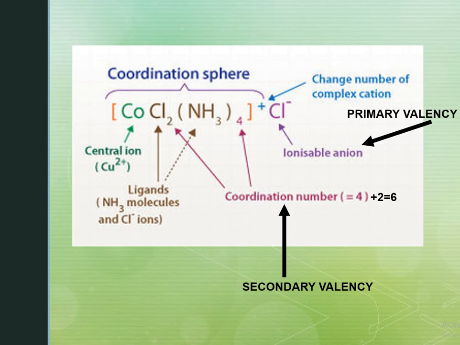Hence, we have a coordination sphere in the square box. We have one ionizable anion, the counter ion. We have the central ion cobalt bonded with the ligands, and the total number of ligands is the coordination number. For example, here the 2 chlorine and 4 ammonia ligands form 2 plus 4, a coordination number of 6 for cobalt.